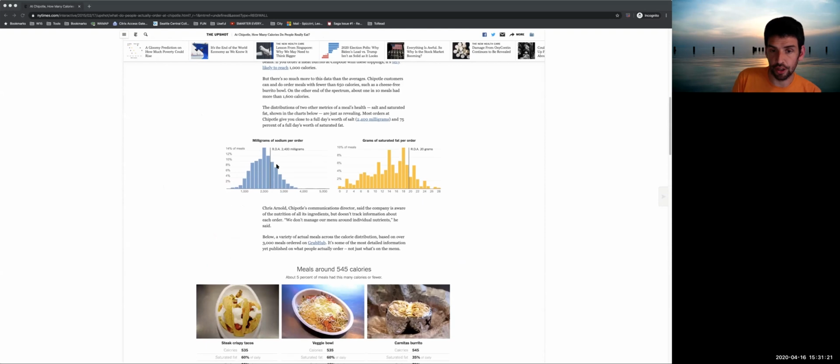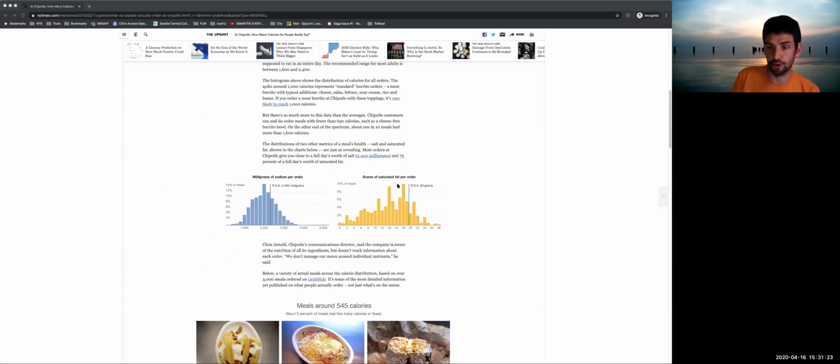This article has a couple other things, similar histograms for sodium and saturated fat, right? And we can see very different kinds of pictures here. One of the things we'll do later in the quarter is try to compute some numbers that tell us a bit about how data is spread out.